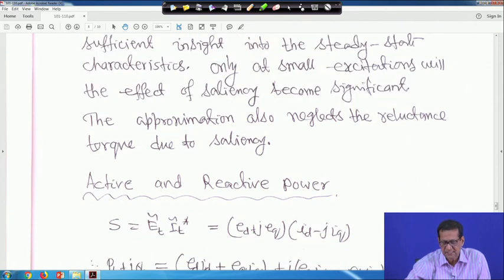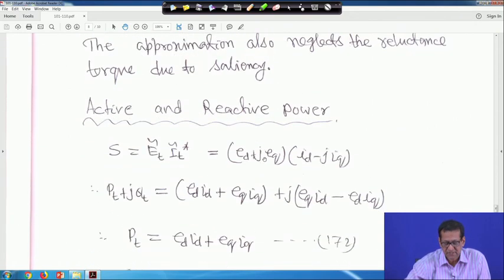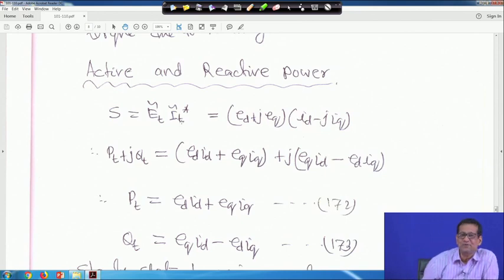Now, next is active and reactive power. We know in general from load flow studies that we write P minus jQ is equal to V conjugate I, or P plus jQ is equal to V I conjugate. Similarly, for active and reactive power we write S, the apparent power, as Et tilde It tilde conjugate. So, Et tilde is equal to Ed plus jEq and It tilde is equal to Id plus jIq. So, It tilde conjugate is Id minus jIq. So, (Ed plus jEq) into (Id minus jIq).